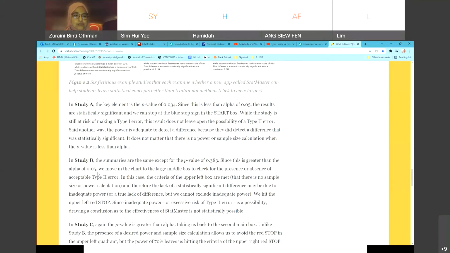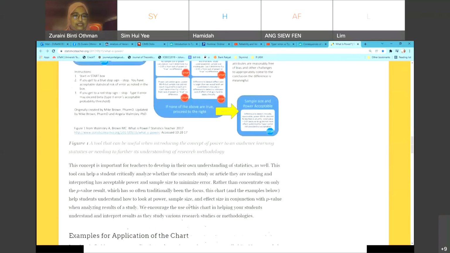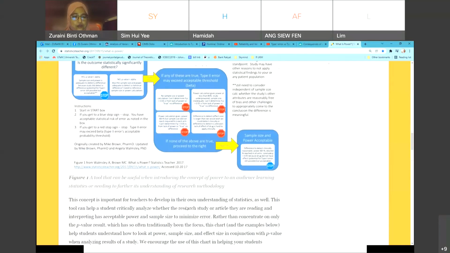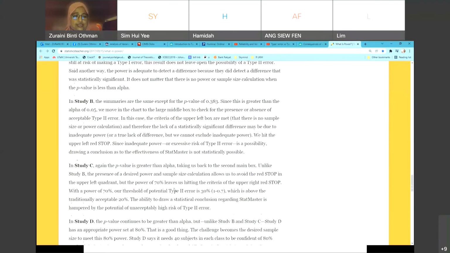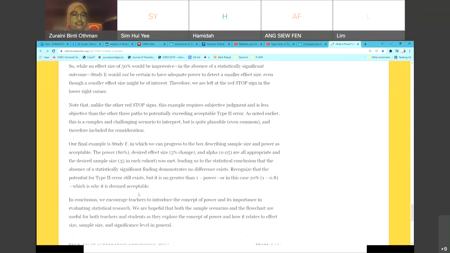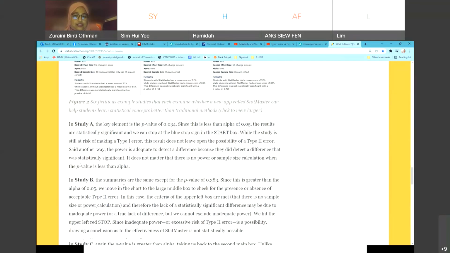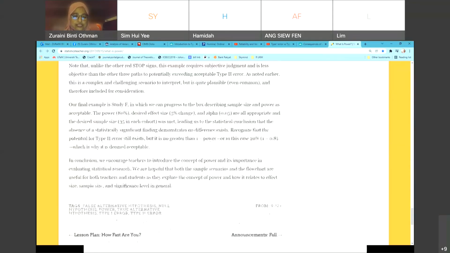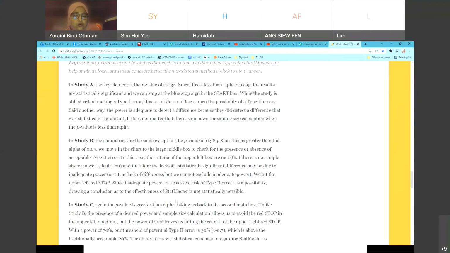For study B, where is it located in this chart? How they conclude, you may see from this explanation. The same goes for study C until study F. You may go through these after this to see how they conclude.